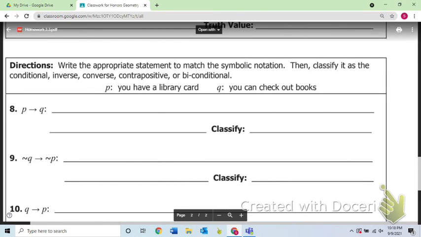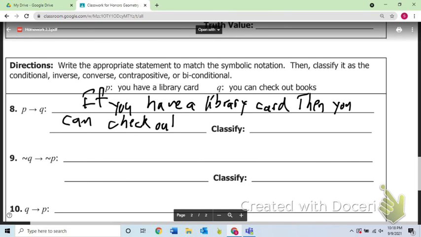And then on that back page, we have P, you have a library card. Q, you can check out books. And so what we have here is the jumbled up conditional, inverse, converse, contrapositive, or biconditional. So the first one we have is your standard if P then Q. This would be the conditional. And that would be if you have a library card, then you can check out books. And that is our conditional.